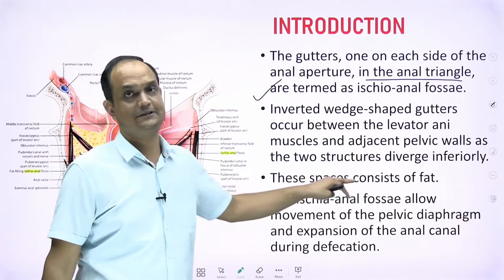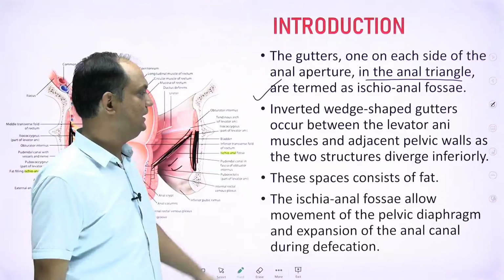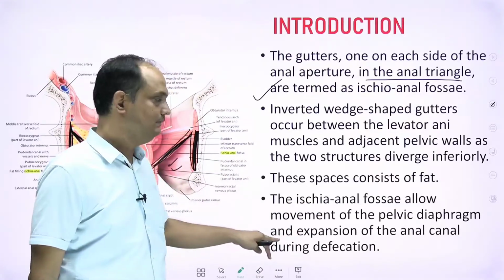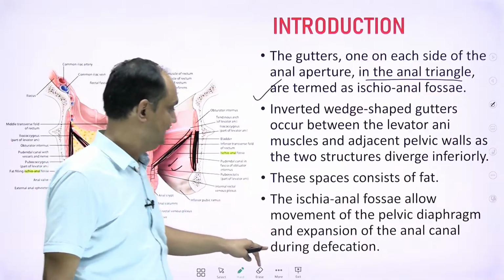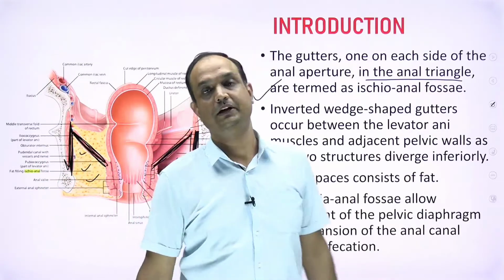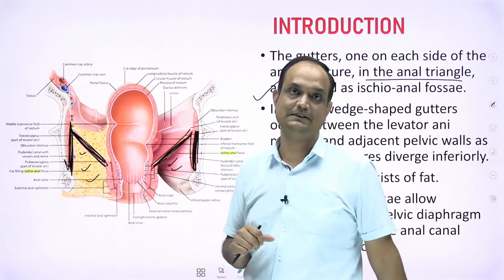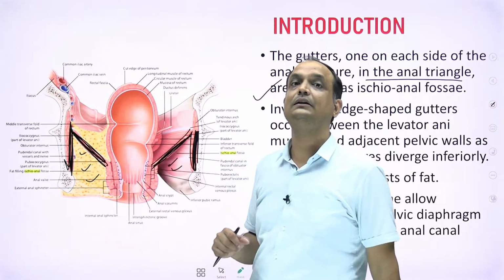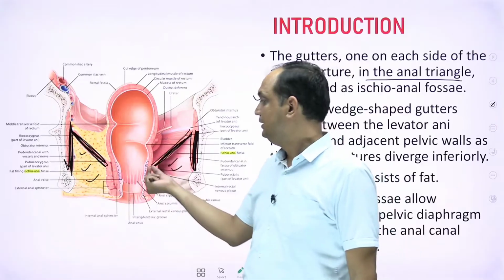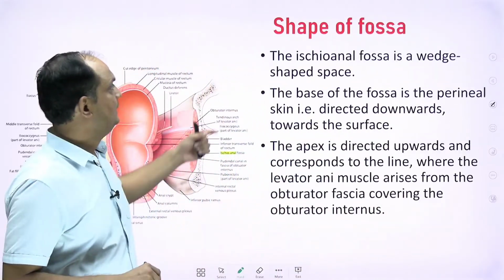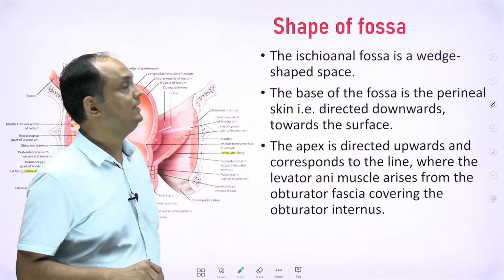These spaces consist of fat. The ischioanal fossa allows movement of the pelvic diaphragm and expansion of the anal canal at the time of defecation. So what is the use of these fat-filled spaces? The only answer is that they help modify the dimension of the anal canal at the time of defecation. The ischioanal fossa is a wedge-shaped space.